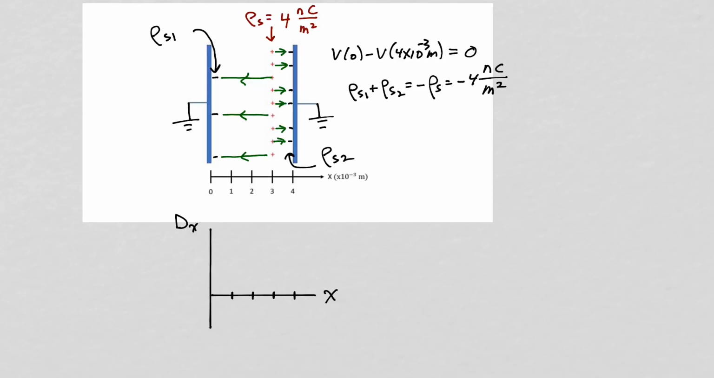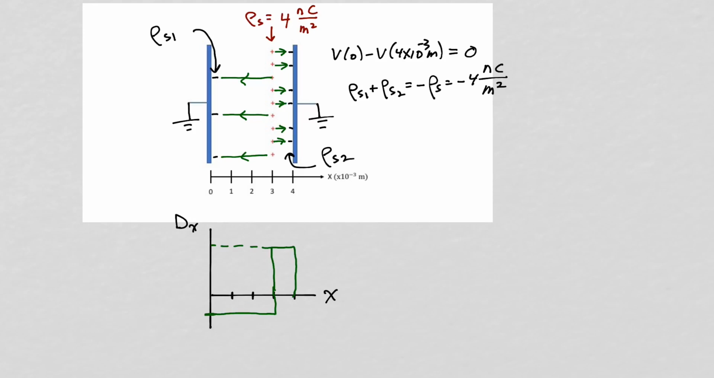So the electric flux density field inside the dielectric will look like this. When you're between the charge and the right plate, it will have some constant positive value, and when you're between the left plate and the charge, it will have some constant negative value whose magnitude is smaller than the magnitude to the right of the charge.